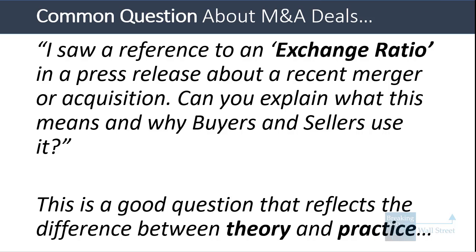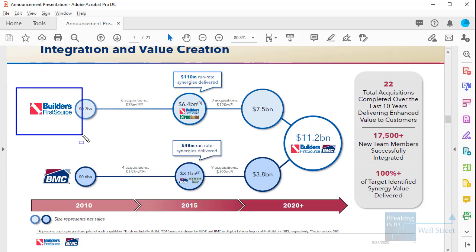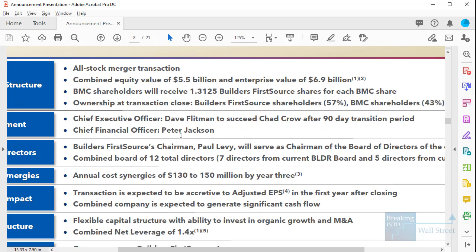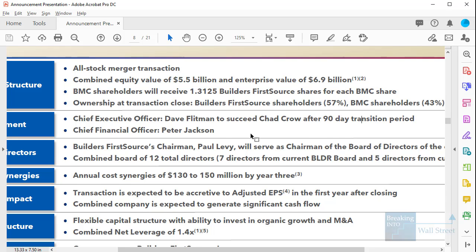And as an example of the types of references that you'll often see, I have up here an investor presentation for this deal between Builders First Source and BMC Stock Holdings, these two home builders. And the exchange ratio here, what they say in the press release in this presentation is that BMC shareholders will receive 1.3125 Builders First Source shares for each BMC share. So that's an example of the types of language that you might see and what an exchange ratio in this context is referring to.